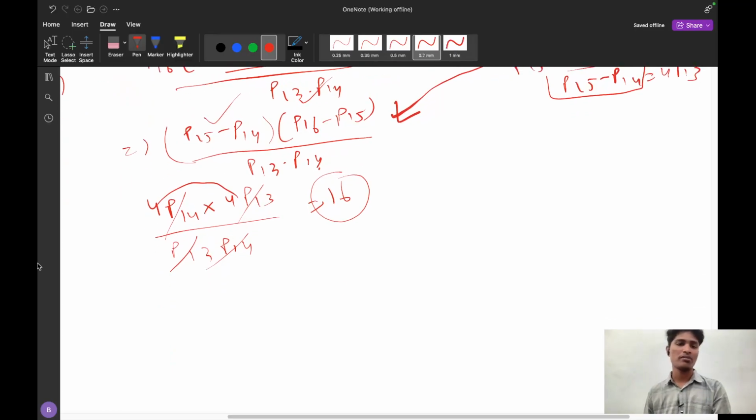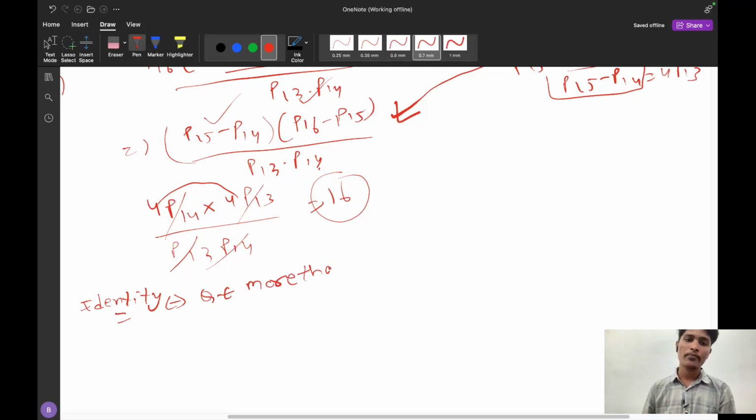And the next important concept is identity. Identity, guys, is one of the most important concepts. What is identity? If in a question they say the quadratic equation has more than two roots, and if they say it like this, more than two roots, what are you saying, sir, is it invalid?